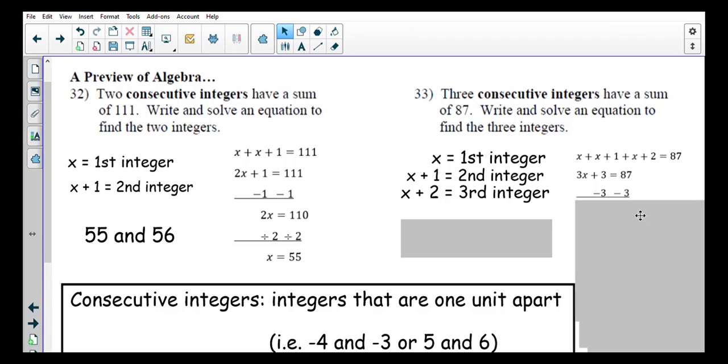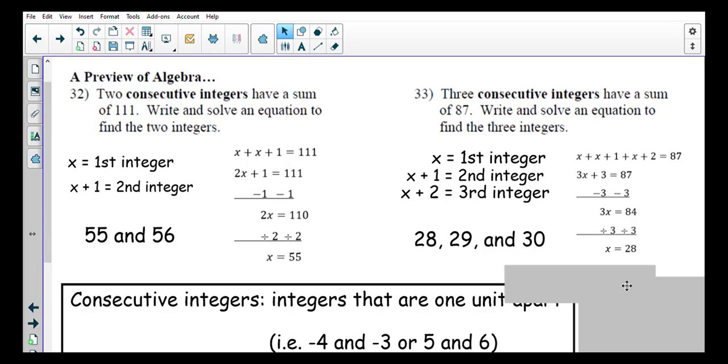Subtract 3 from both sides to get 3x equals 84. Divide both sides by 3. My first integer is 28. So remember, we have 3 consecutive integers here. So it'll be 28, 29, and 30. And you can actually add them together to see that they total 87, and they will.